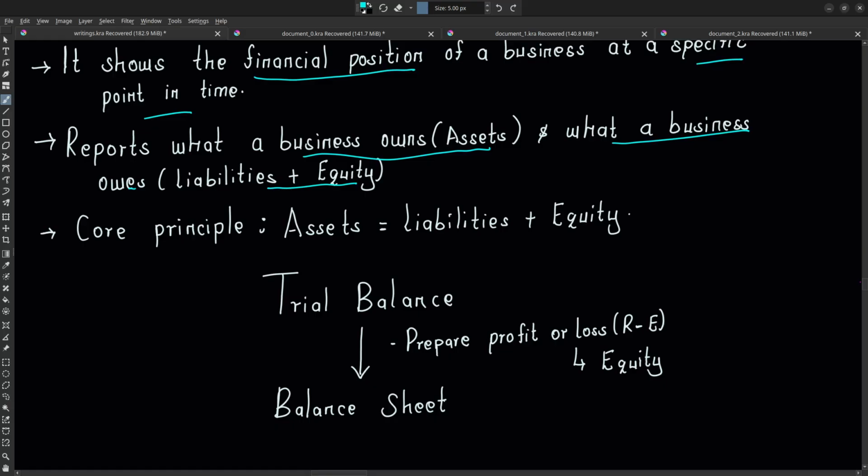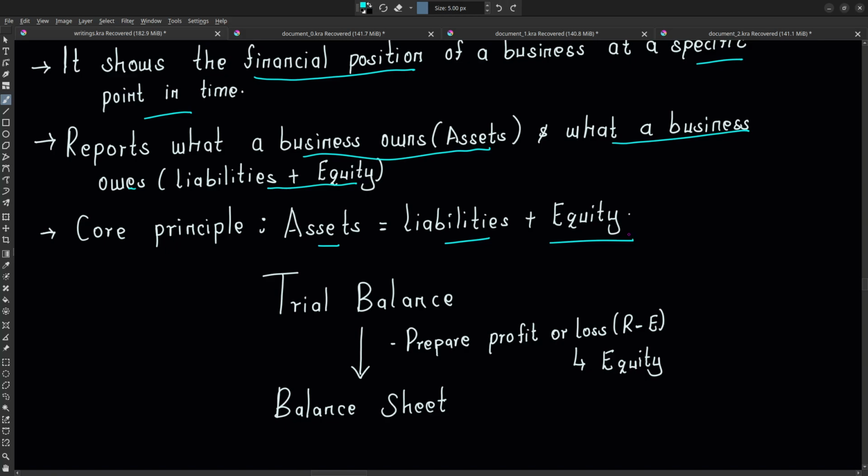The core principle behind it is the accounting equation, which is that assets are equal to liabilities plus equity of that business. And once we are able to create the trial balance, then it is easy to create the balance sheet, because the balance sheet is basically a summary report of the trial balance.